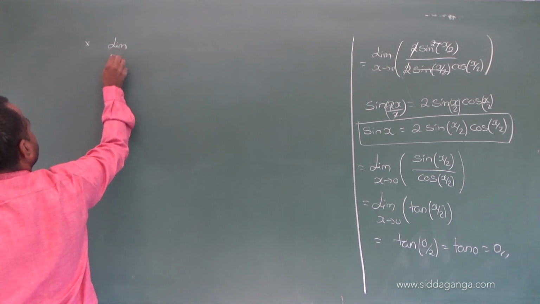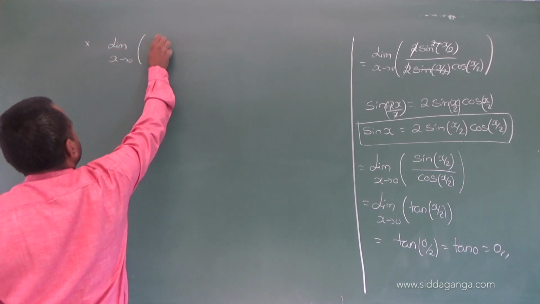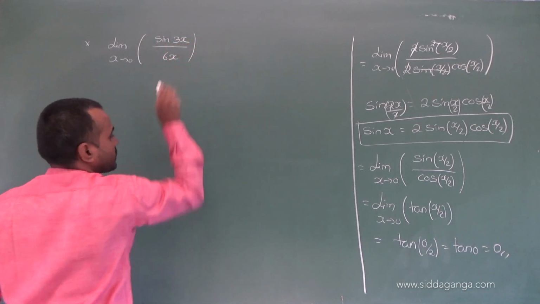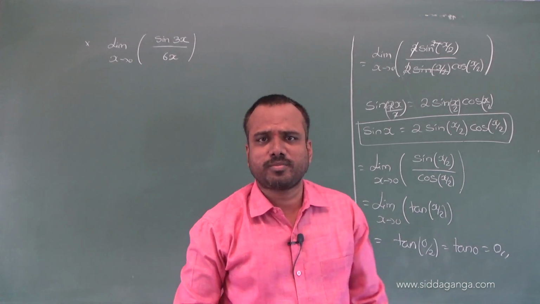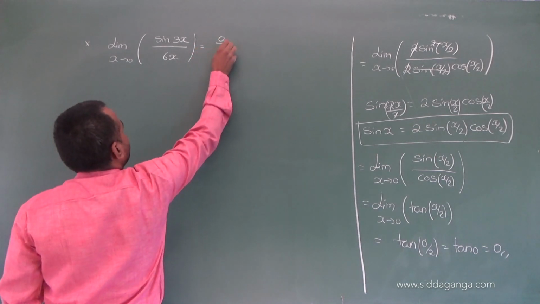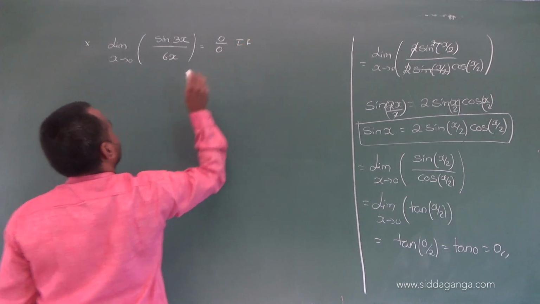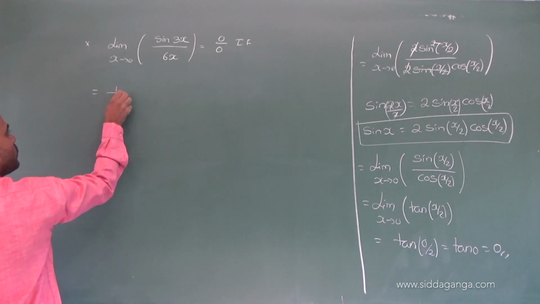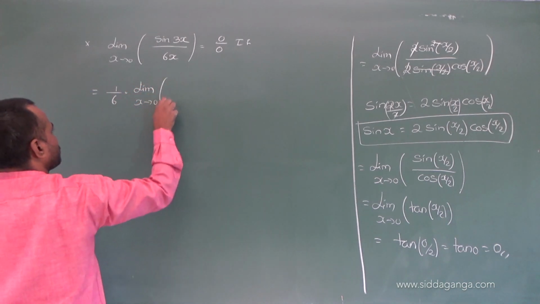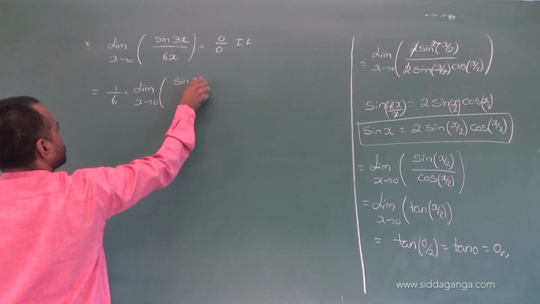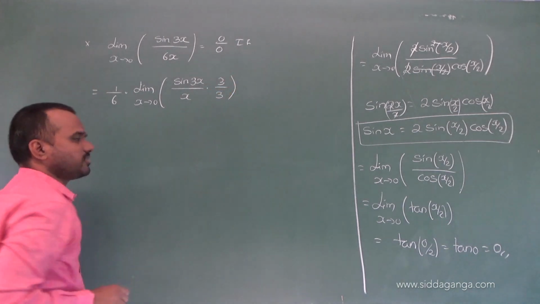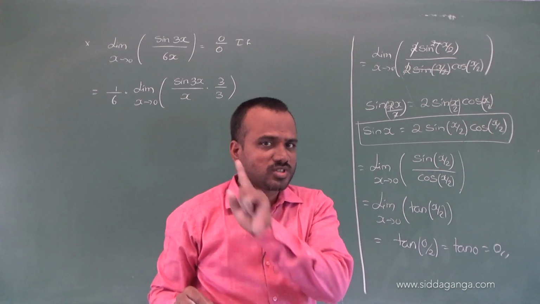Limit x tends to 0, sin 3x divided by 6x. Then how to solve this one? So again it is no doubt 0 by 0 indeterminate form. This 6 we write outside, 1 by 6 into limit. In the last class we solved this problem, sin 3x divided by x. For that multiply and divide by 3, correct? So in the last class we solved the same type of problem, sin ax divided by bx.